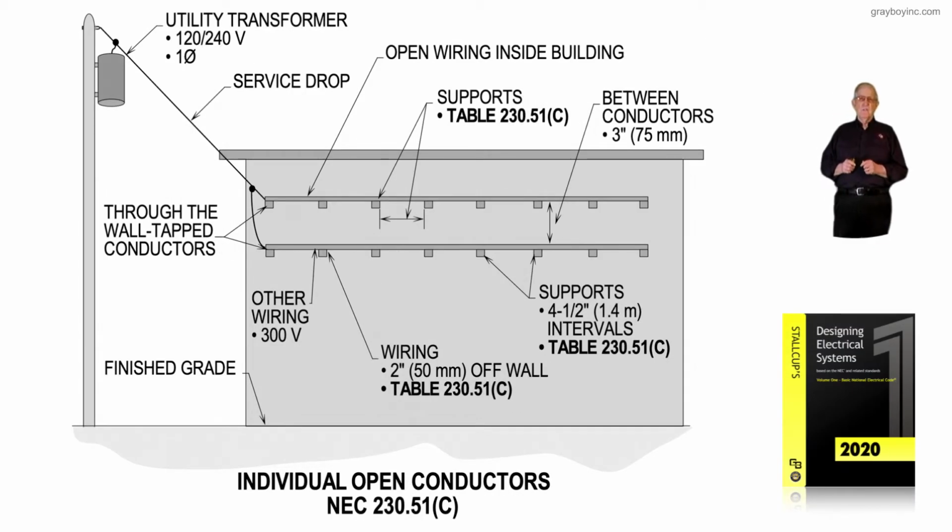Now, this illustration deals with individual open conductors on insulators in accordance with 230.51(C). We just previously looked at cables, but I mentioned open conductors on insulators. But now (C), 230.51 in the NEC talks about open conductors on insulators.